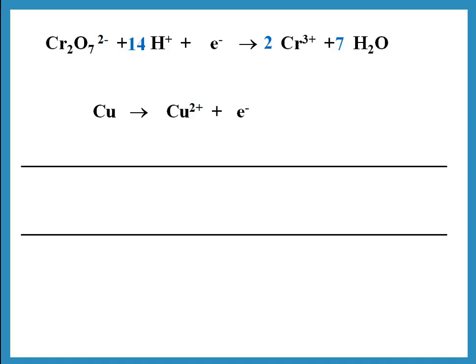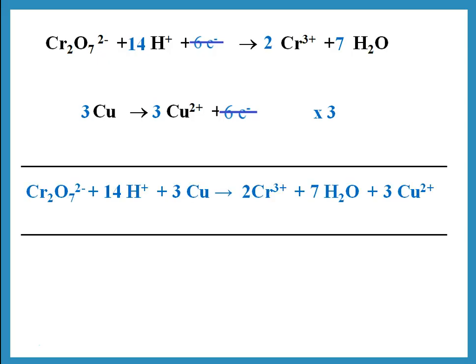Now, I already have 2 negatives on the dichromate, on the Cr2O7. 14 H plus, so that means I have 12 H pluses. Now that means I need 6 electrons so that I can have 6 pluses on both sides of the arrow. Okay, the other one, 1 copper, but I have 2 positives, so I need 2 negatives. Now, to make the electrons the same for both equations, I multiply this one by 3, so that comes out to be 6 electrons, and I can cancel them. And then I just add everything before the arrow to give everything after the arrow.